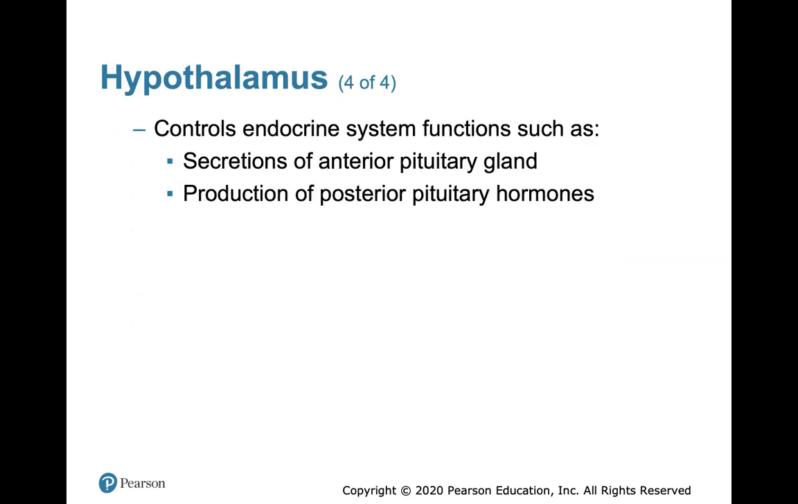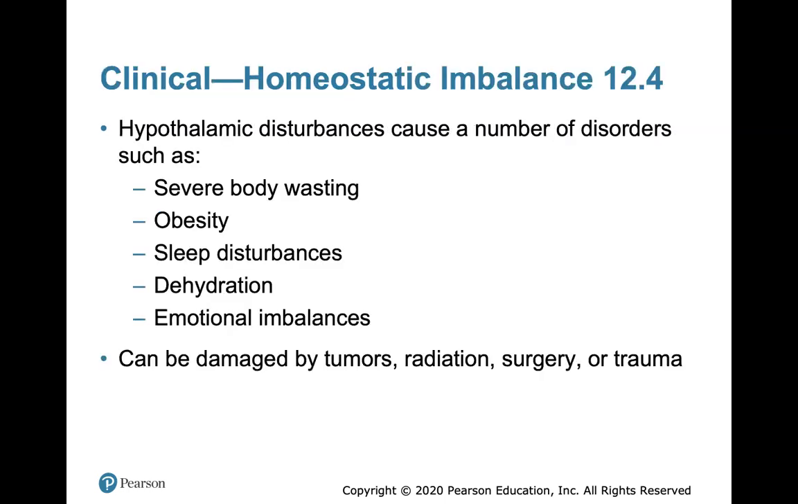And the big thing about the hypothalamus as well that I want you to know is that it controls the endocrine system, like it controls what is being secreted from the anterior pituitary gland, and it also produces all the posterior pituitary hormones. Hypothalamic disturbances cause a number of disorders like severe body wasting, obesity, sleep disturbances, dehydration, emotional imbalances, and it can be damaged by a tumor, radiation, surgery, or trauma.